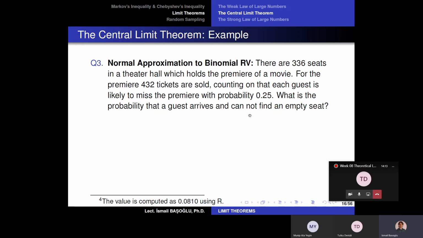Now, what is the probability that a guest arrives and cannot find an empty seat? Okay, what does that mean? That means at least 337 guests should come there, so we may experience this problem. If at least 337 guests come, then definitely one of the guests is not going to find an empty seat, right?